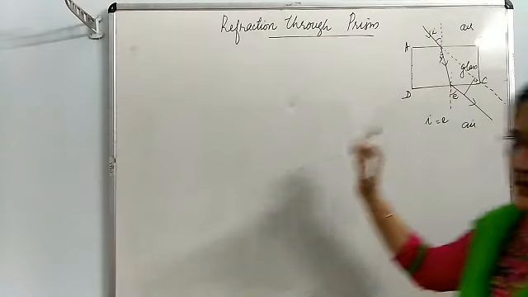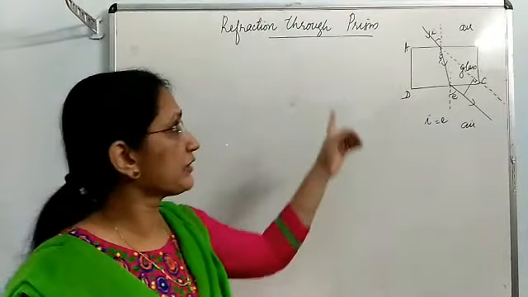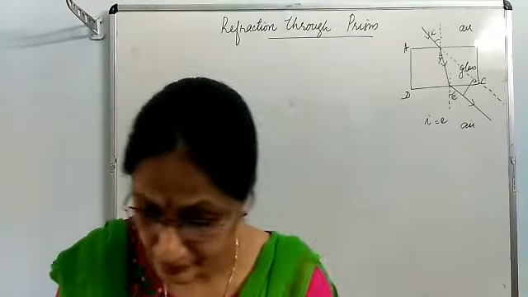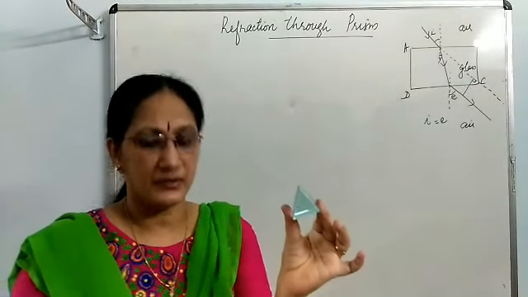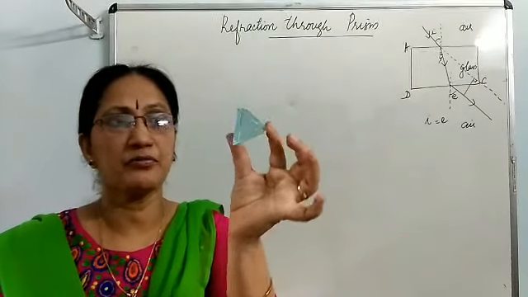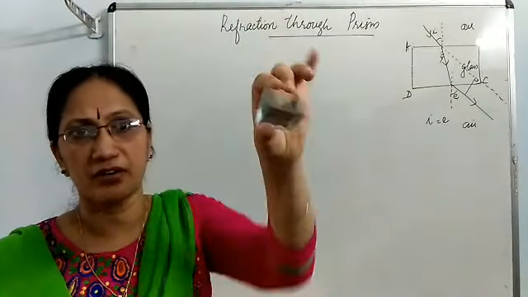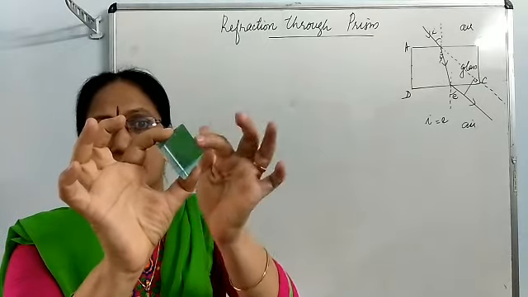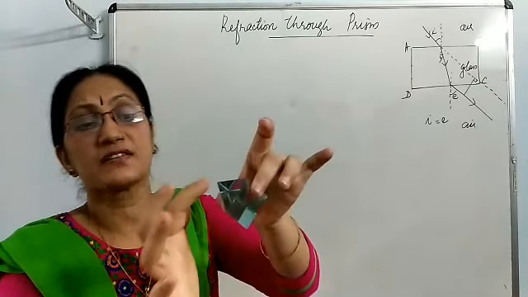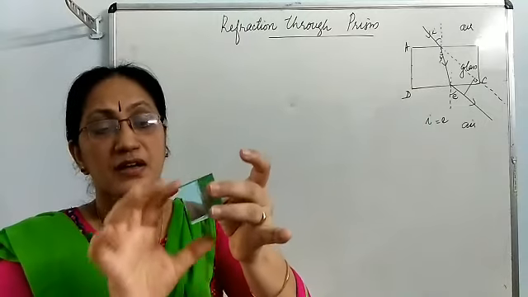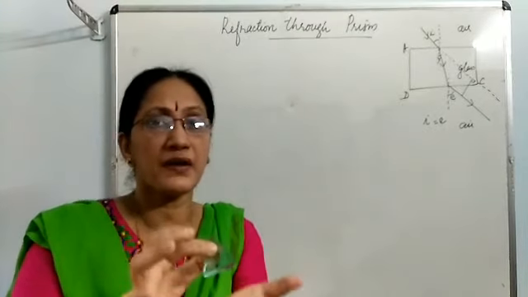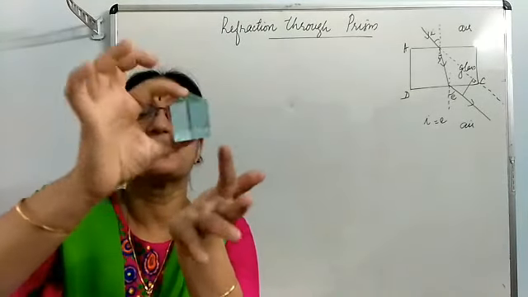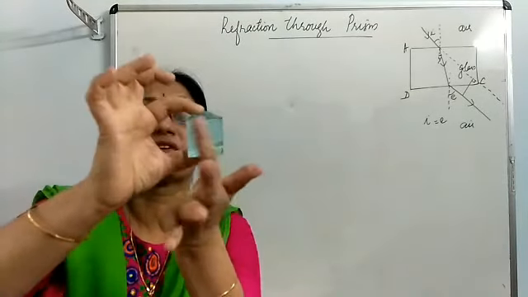Now let us discuss refraction through a prism. A prism is a transparent homogeneous medium having 5 faces. You can see here there are 5 faces. 3 faces are rectangular faces. See, there are 3 rectangular faces and 2 triangular faces. You may use any surface or face as the base of the prism. For example, you may use this rectangular surface as the base of the prism.